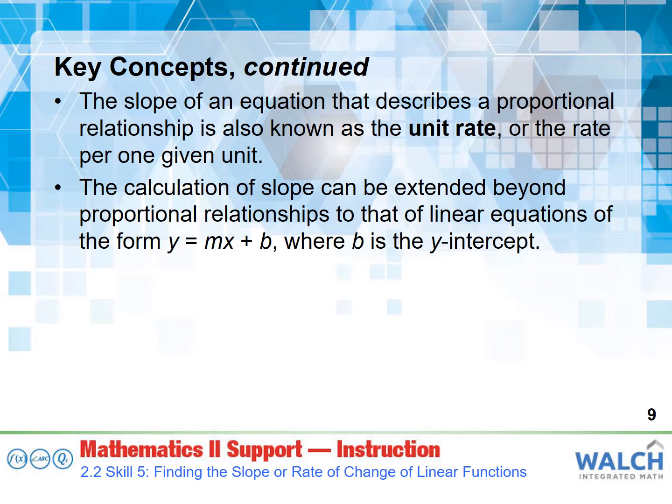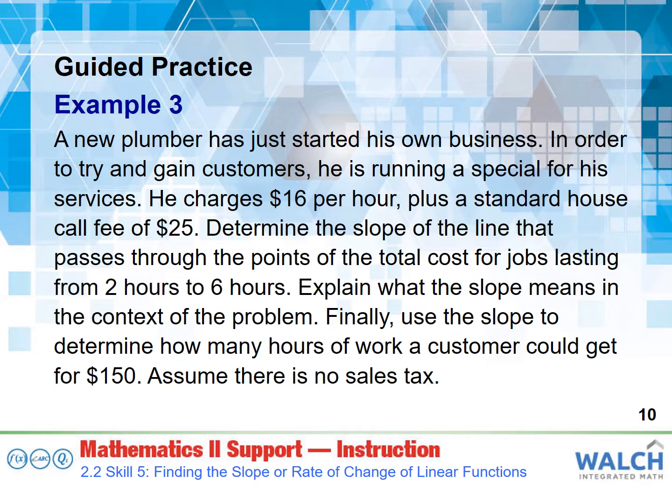So the slope of an equation that describes a proportional relationship is also known as the unit rate, or the rate per one given unit. The calculation of slope can be extended beyond proportional relationships to that of linear equations in the form y equals mx plus b, where b is the y-intercept.